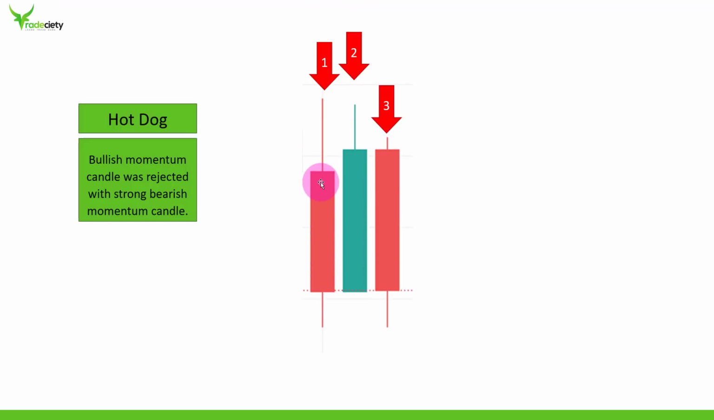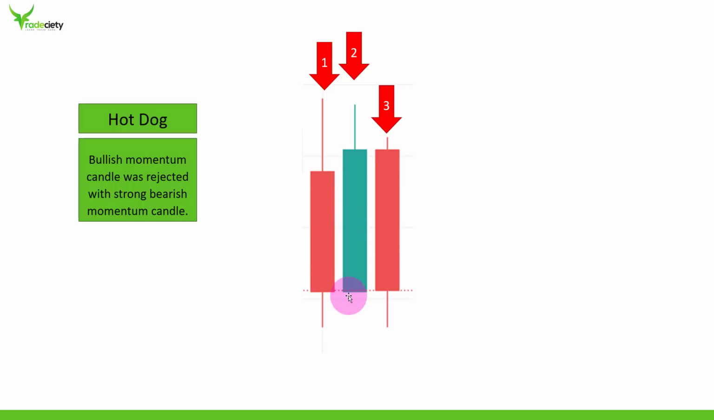You have strong bearish candle momentum, then you have bullish candle momentum, which shows you that the market tried to reverse it. However, the next candlestick shows you a rejection. And the next candlestick is also a very strong bearish candle momentum. It's very important that the first and the last candle are very strong momentum candles because they show you that there is a lot of pressure behind the bearishness.